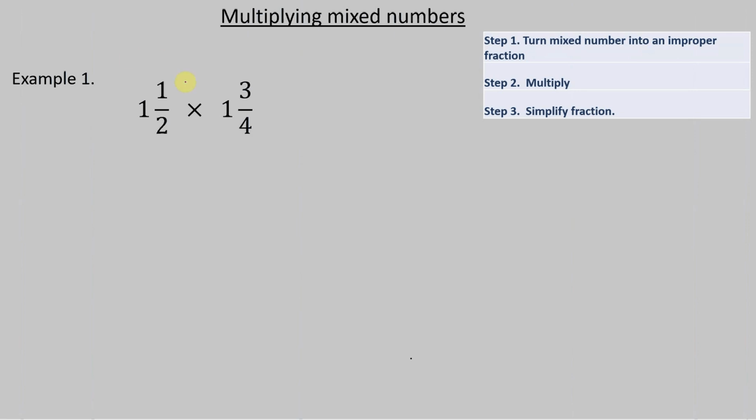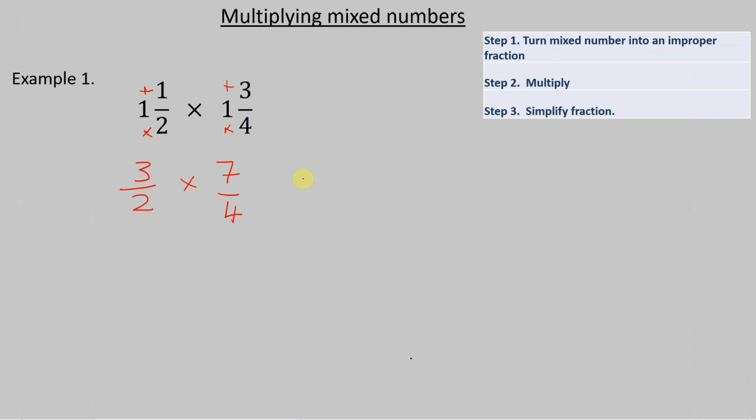So let's get started. In the first one here, to turn this into an improper fraction, first of all we need to multiply the whole number by the denominator, and then we need to add the numerator. We'll do the same on this side. So 2 times 1 gives us 2, plus the 1 is 3, so it becomes 3 over 2. 4 times 1 is 4, plus the 3 gives us 7, so 7 over 4. And we still have a multiplication sign there.